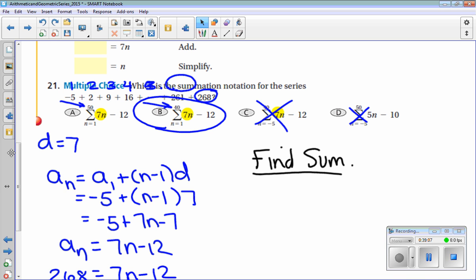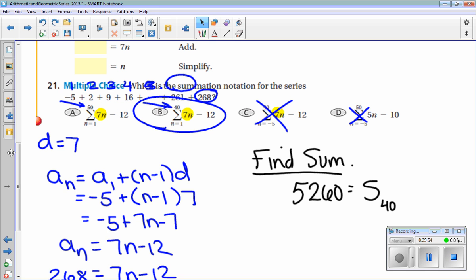So again, math option 0. Plug in the formula. Tell me what we get. I'm looking for n equals 1 to 40. And the formula I got was 7n minus 12. And it looks to me like 5,260 is the sum of the first 40 terms. Okay?